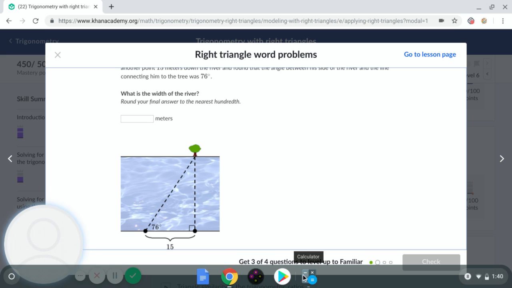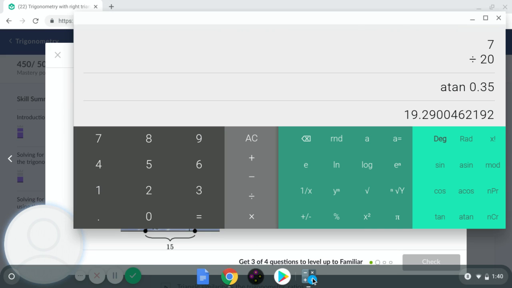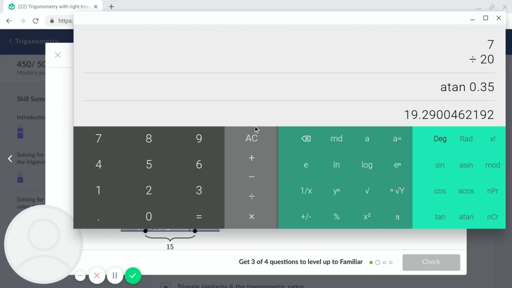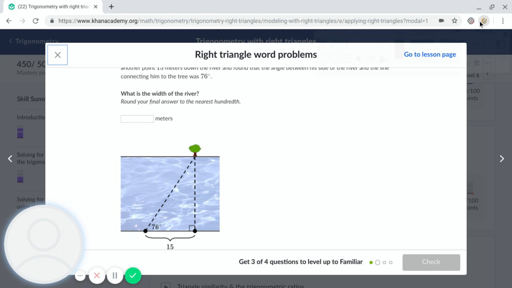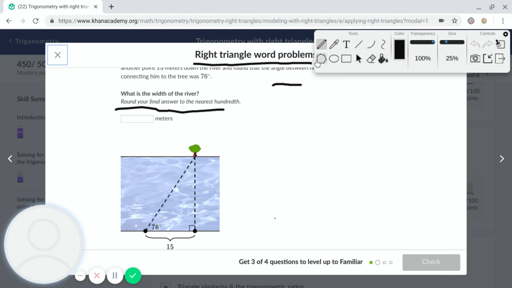What is the width of the river? Round your final answer to the nearest hundredth. So let's see. There's 76 and 15. I know I went over this in the video going over sine, cosine, and tangent, but for those who haven't been with us, let me show you.